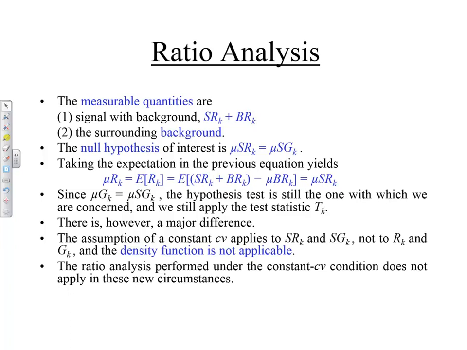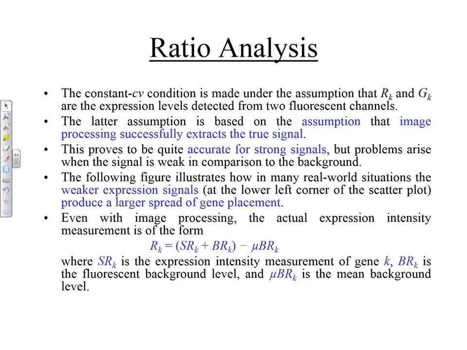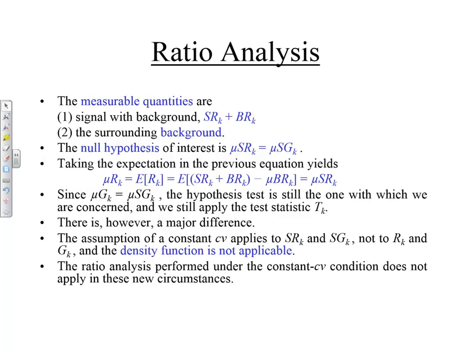The null hypothesis of interest is that the mean of the red signal at the kth spot is the same as the mean of the green signal at the kth spot. Now if you take the expectation, we had this expression for RK, if you look 2 slides back. This is a random quantity, so if you take the expectation, you'll get the expectation of this guy plus the expectation of the background, and then that will cancel out with that mean background that you're subtracting. So the mean of the measured signal will be the same as the mean of the signal that you're actually interested in tracking. So that's a good thing, but you cannot say the same thing about the variance.